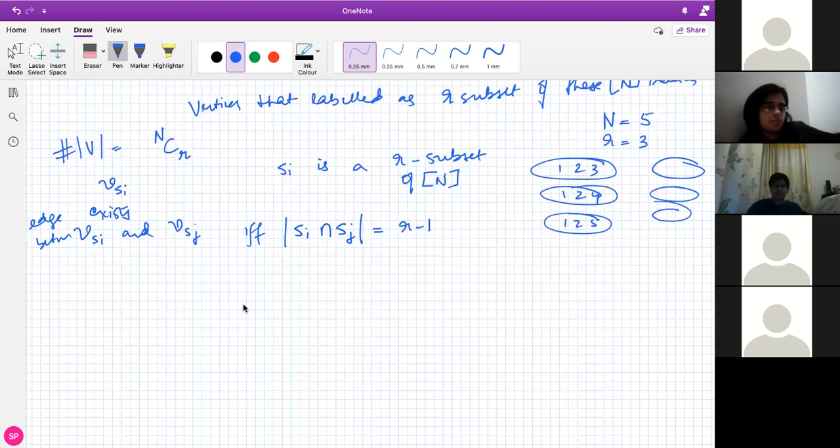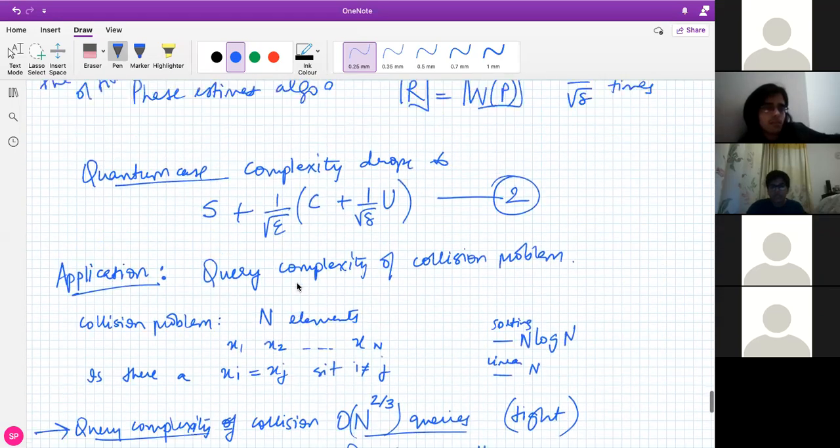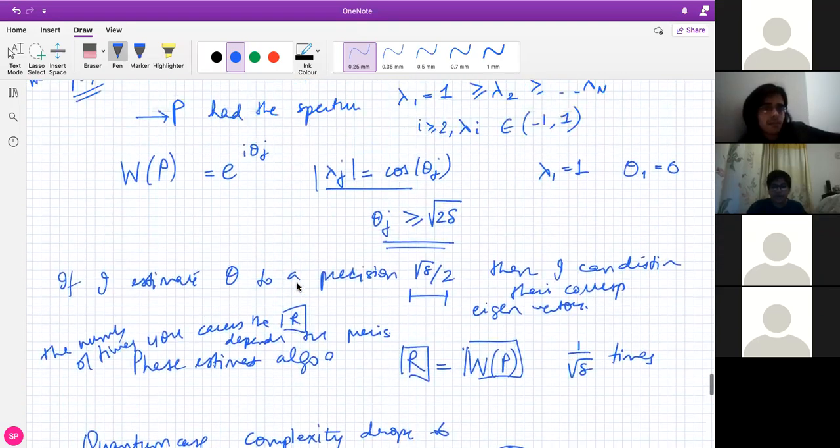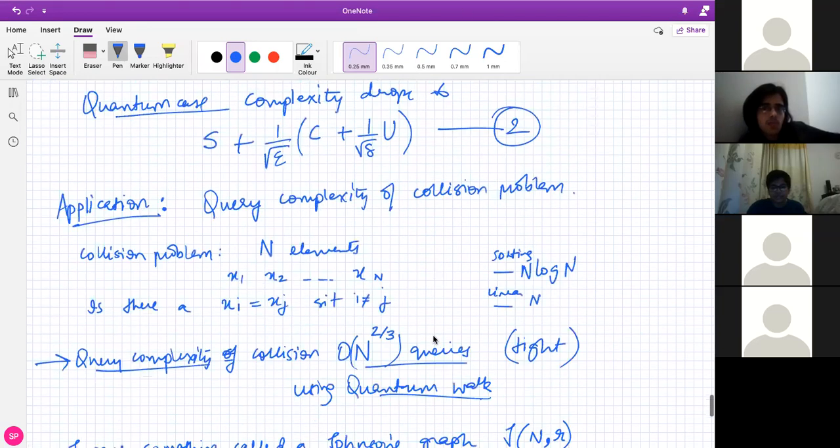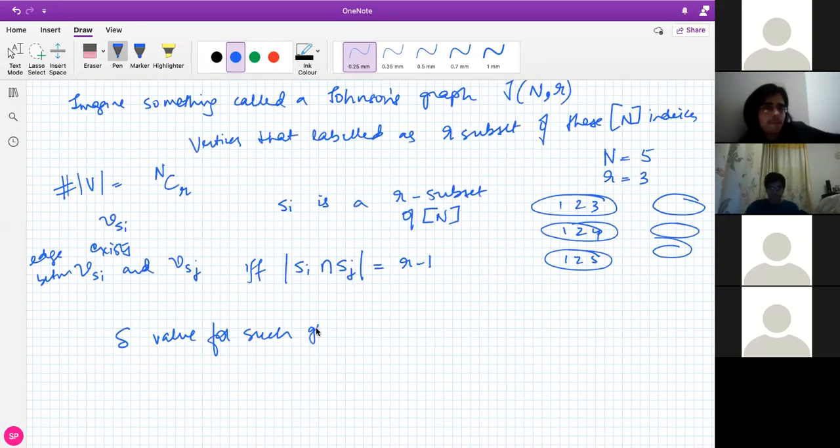Now, this graph is huge, but the best part of this graph is that the delta value for this kind of graph is very low. The delta I'm talking about is the spectral gap of this P and all that. Low, okay?